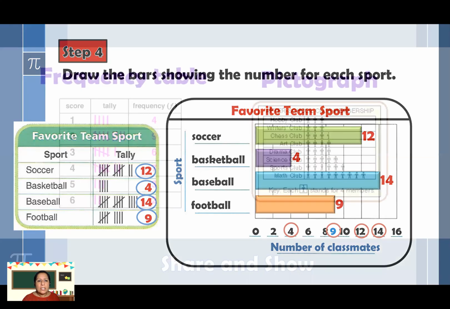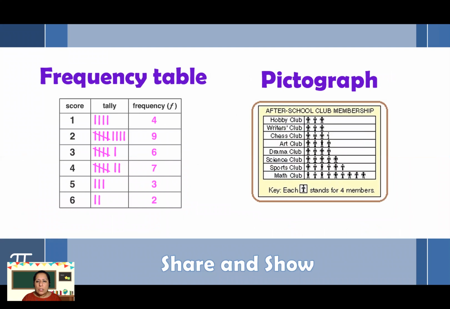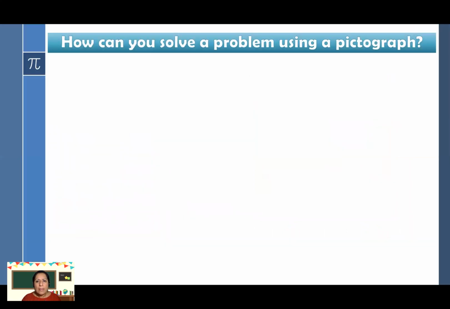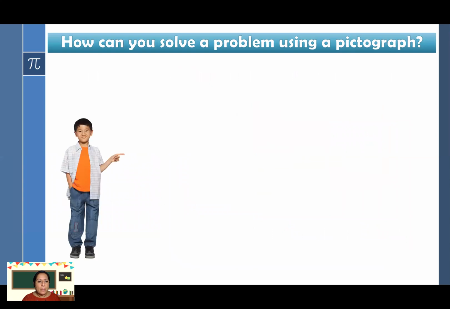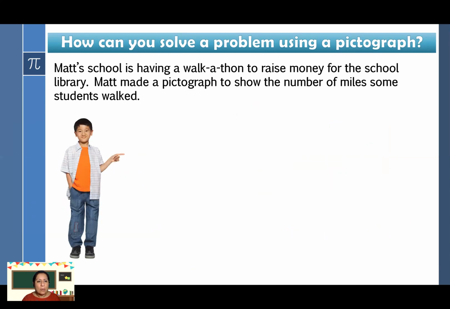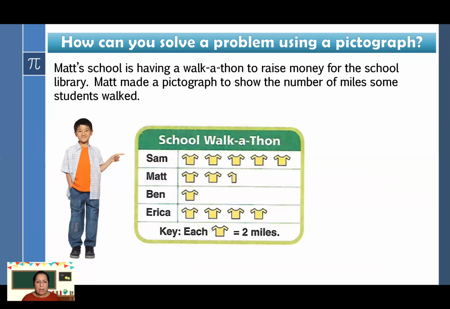Now I'm going to do the same, but this time we're going to use a pictograph to show how to solve a problem. The problem we have now is this one about math. Matt's school is having a walkathon to raise money for the school library. Matt made a pictograph to show the number of miles some students walked. So let's look at the pictograph.